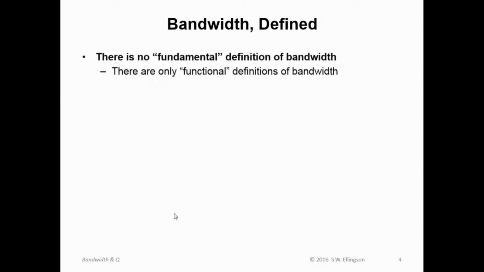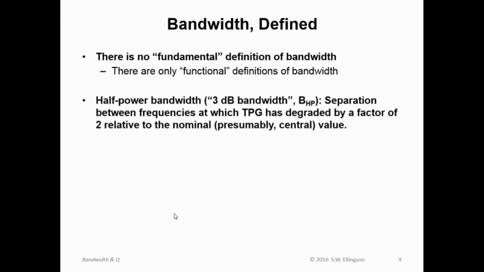Bandwidth defined. First, note well that there is no fundamental definition of bandwidth. Bandwidth is not a fundamental property of anything. There are only functional definitions of bandwidth. For example, half-power bandwidth is probably the one that you're most familiar with. Half-power bandwidth is a separation between frequencies at which the TPG has degraded by a factor of 2, or that is 3 dB, relative to the nominal, presumably central value. So half-power bandwidth is a concept that you're familiar with, but is certainly not the only way to define bandwidth, and the other definitions give you completely different values.